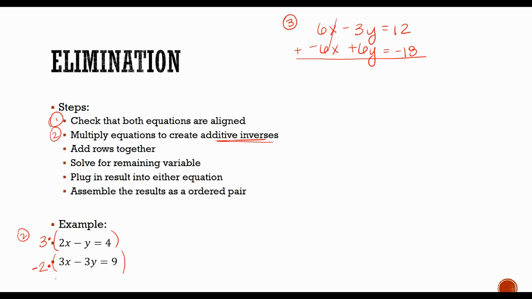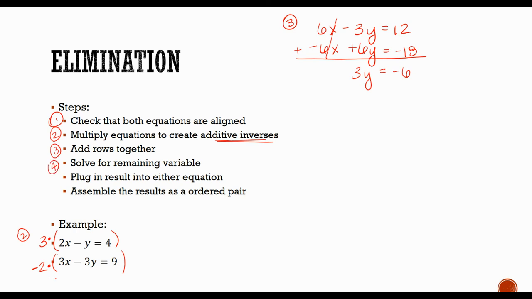So 6x minus 6x cancels. This is where it gets the name elimination method. We've eliminated a variable. -3y plus 6y gives us 3y. 12 minus 18 gives us -6. That was our step 3.